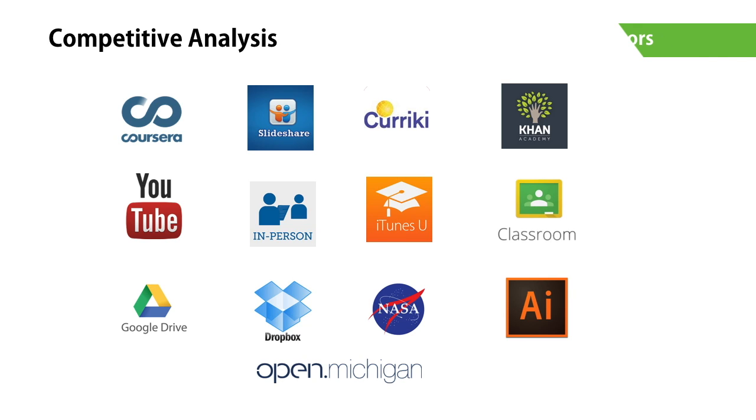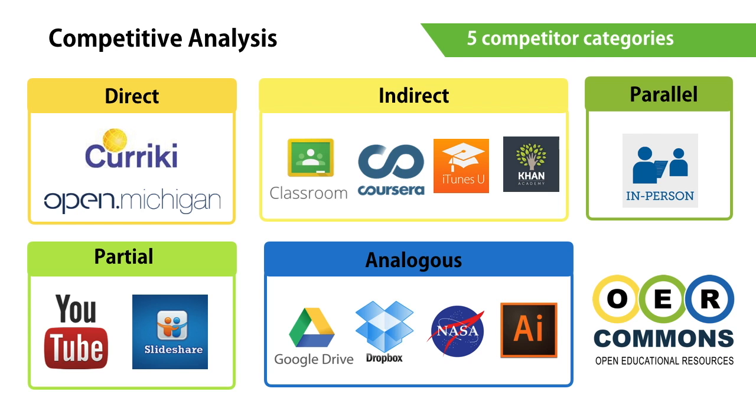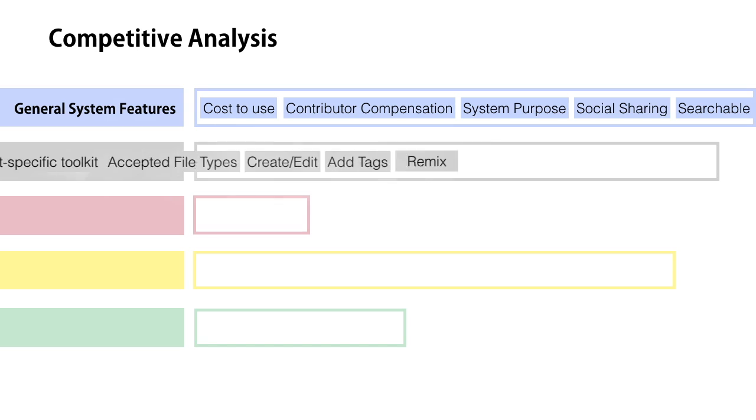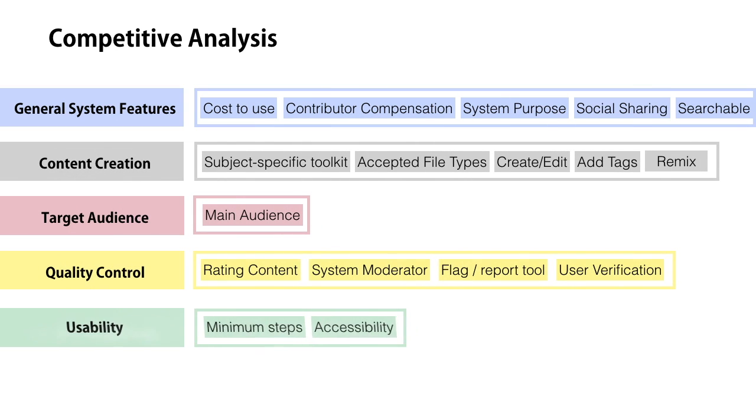Open educational resources are gaining popularity, and as a result, there are many other platforms in the current market with OER Commons. We identified 13 major competitors and categorized them into direct, indirect, parallel, partial, and analogous competitors. Then, we came up with 5 units for comparison, including general system features, content creation, target audience, quality control, and usability. We included sub-items in each unit to compare those platforms with OER Commons in detail to be sure our analysis was comprehensive.